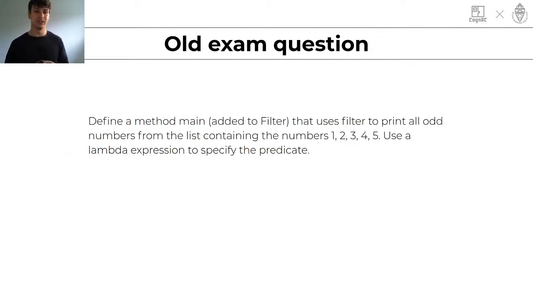Next question of this exam was: define a method addedToFilter that uses filter to print all odd numbers from the list containing the numbers 1, 2, 3, 4, 5, and use a lambda expression to specify the predicate. So the first part is, okay, now we need to realize what our predicate needs to be. That means that the predicate needs to check whether the numbers are even or not, right? Because the numbers that are not even, aka the numbers that are odd, are then removed from the list and basically put in our output list.